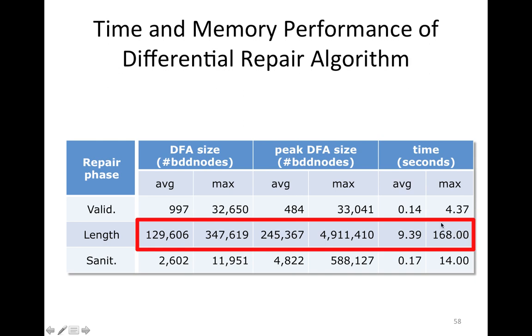And the maximum size of the length patch DFA that we generated. Remember, when we generate a patch, we actually simulate an automaton. So what is the size of this automaton? It actually contains about 5 million BDD nodes. If you remember in the string analysis slides, we talked a little bit about the representation of an automaton as a BDD. So this is the size, and a BDD node is 16 bytes. So you can do the multiplication here.